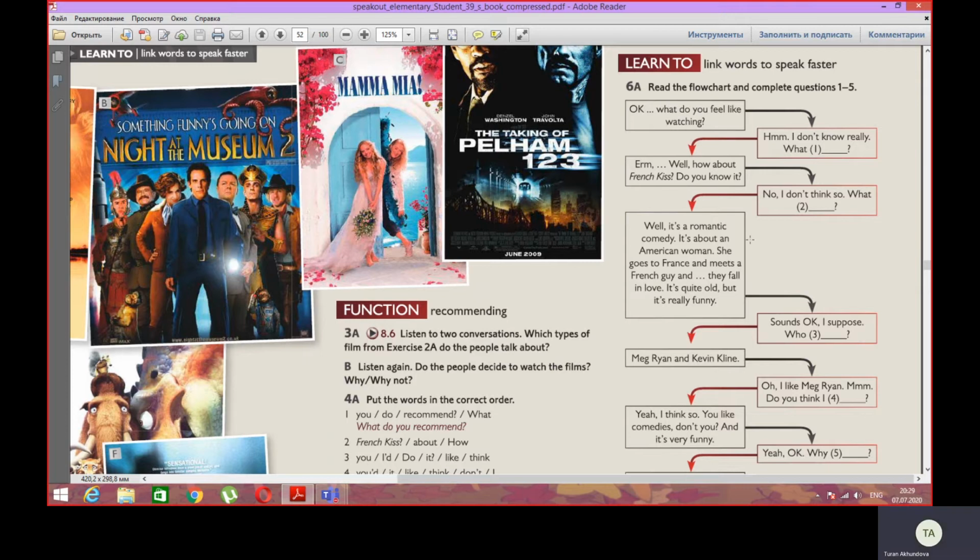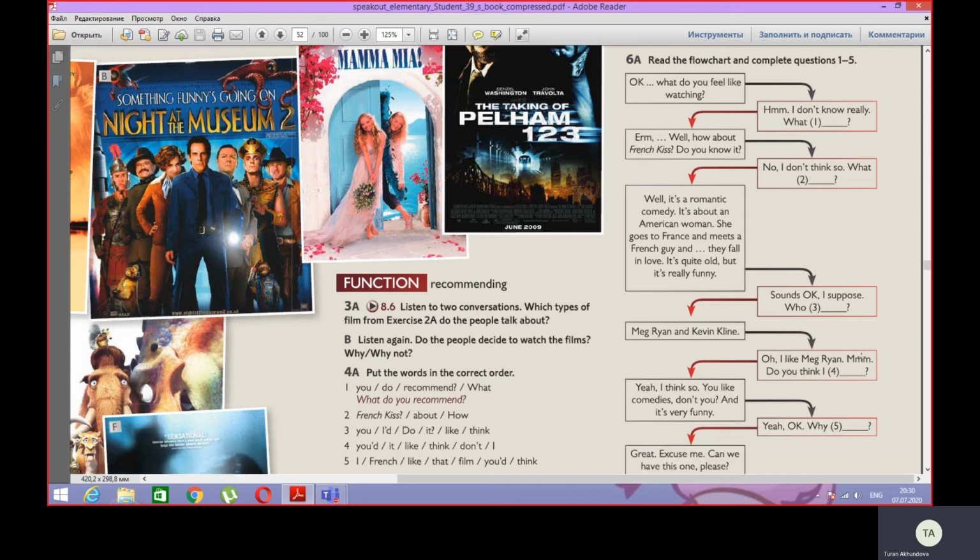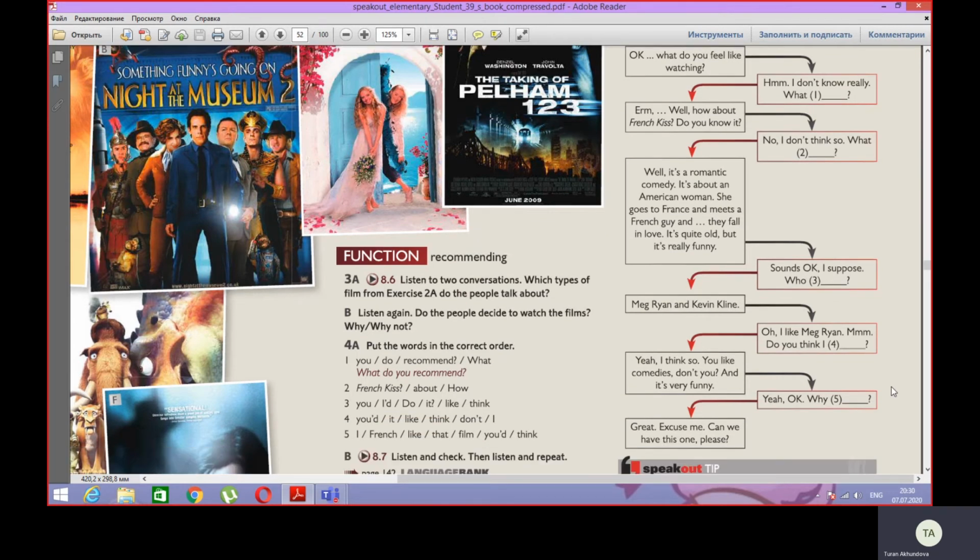Unit 8, recording 8. Okay, what do you feel like watching? I don't know really. What do you recommend? Well, how about French Kiss? Do you know it? No, I don't think so. What's it about? Well, it's a romantic comedy. It's about an American woman. She goes to France and meets a French guy and they fall in love. It's quite old, but it's really funny. Sounds okay, I suppose. Who's in it? Meg Ryan and Kevin Kline. Oh, I like Meg Ryan. Do you think I'd like it? Yeah, I think so. You like comedies, don't you? And it's very funny. Yeah, okay. Why don't we get it then? Great. Excuse me, can we have this one, please?